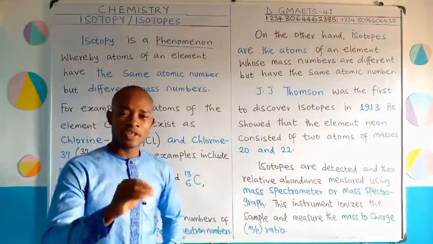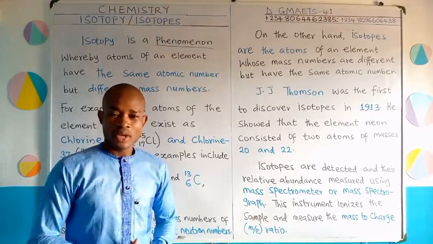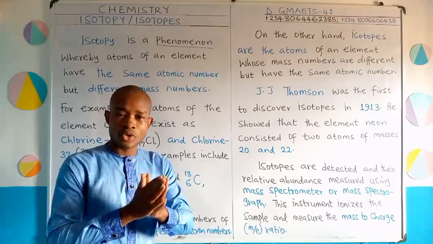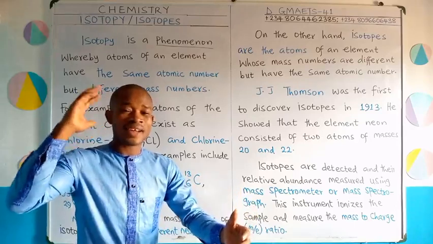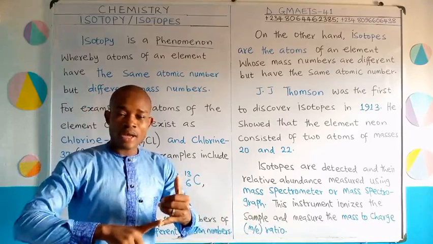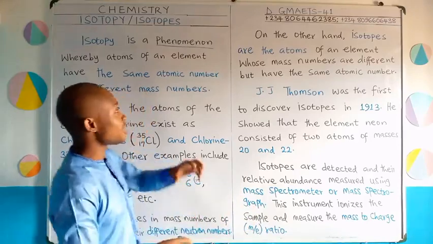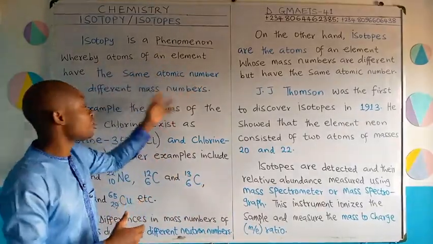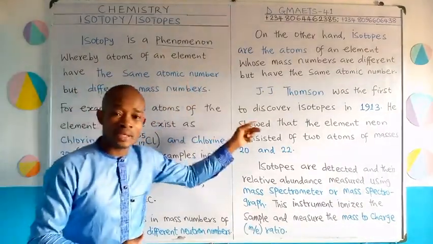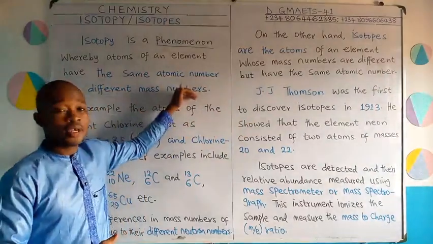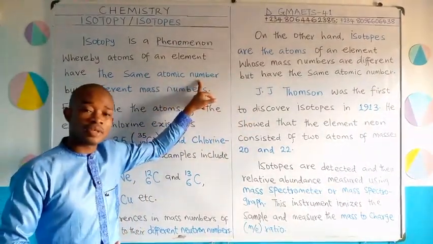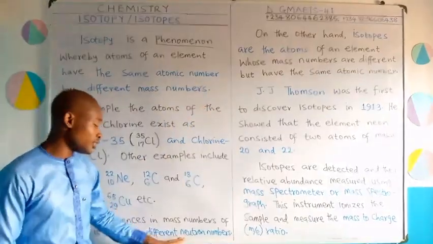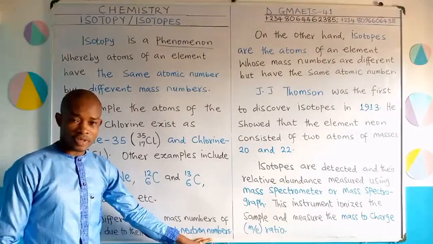Now, what is responsible for the differences in their mass numbers? We say the atomic numbers are the same, and we know that atomic number is also equal to proton number. We've already studied that in our past classes. Atomic number is the same as proton number. So what is responsible for their different mass number? Their proton number will be the same, since the atomic number is the same. The differences in the mass number is as a result of different neutron numbers.